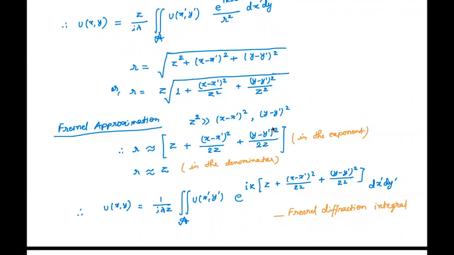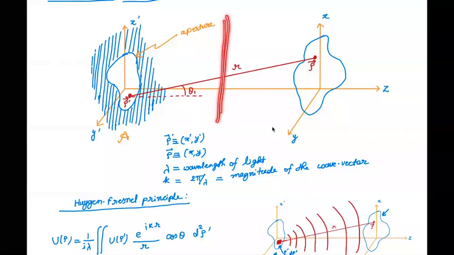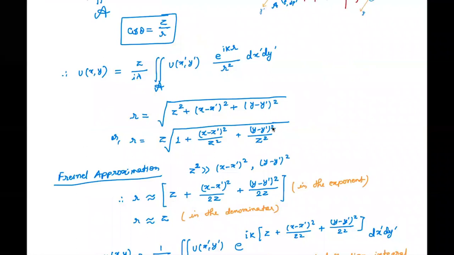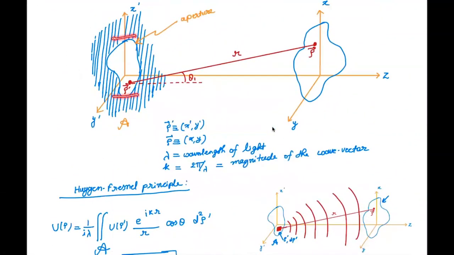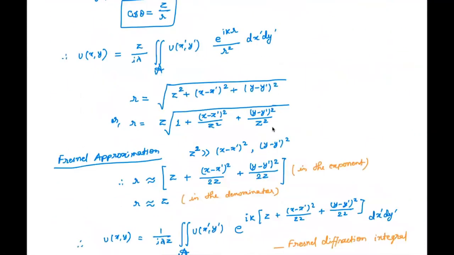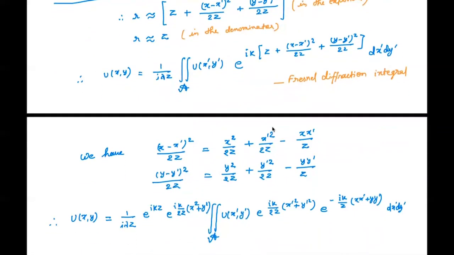So if you have an aperture, an opening, or any object that emits light, and you are kind of close to that object, that's called the near field. What this essentially means is z has to be larger than the dimension of the object. If this is the size of the object, then if you are at z which is much larger than this dimension of the object, this approximation works. So this is the formula that you have to work with. This is called the Fresnel diffraction integral.